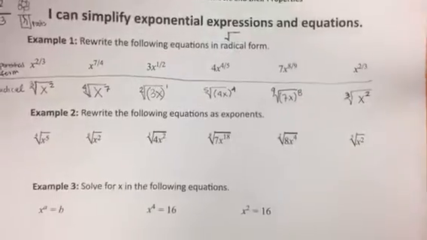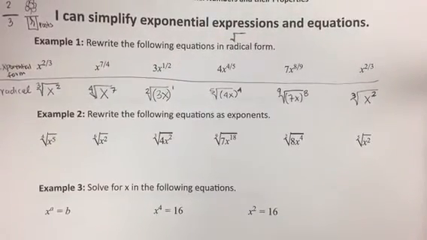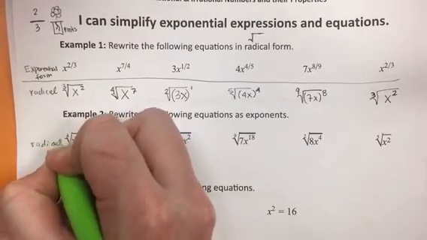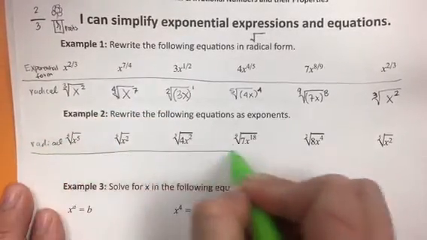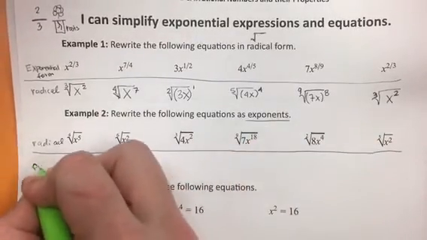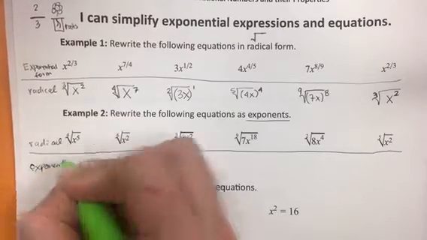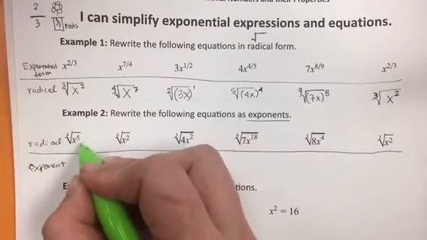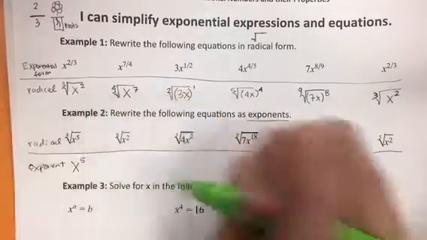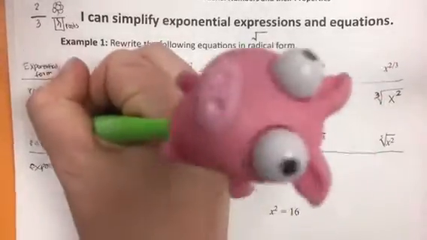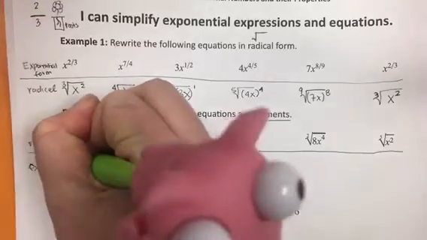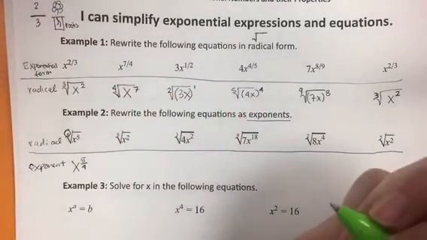Example 2, we're going in reverse order. Right now, it is in radical form, and we want to write it as an exponent. So what I do is I take the inside, x to the 5th, and I rewrite it. And now the number on the root, remember roots are in the bottom, so I put it on the bottom of the fraction.